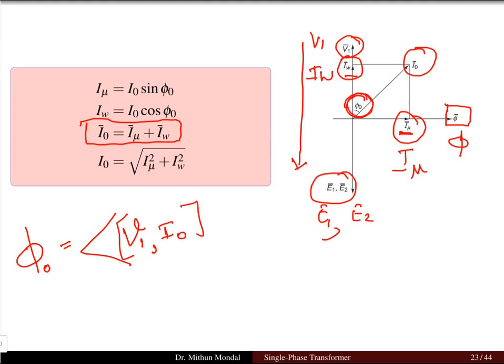I can resolve I0 into two different components. So I mu is equal to I0 sine phi naught, and IW is I0 cos phi naught. If we find the magnitude of I0, then I will get the square root of I mu squared plus IW squared. We have to memorize this formula and remember this phasor diagram.